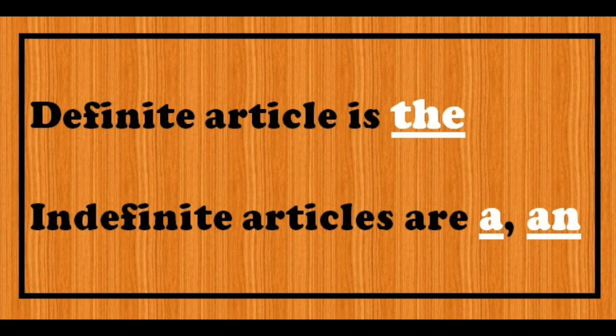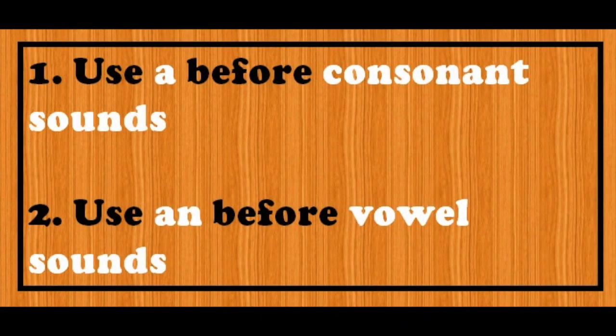So the first rule is about where to use "a" or where to use "an". Use "a" before consonant sounds. Use "an" before vowel sounds.